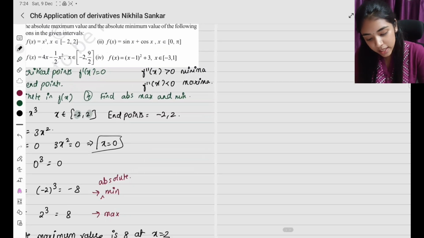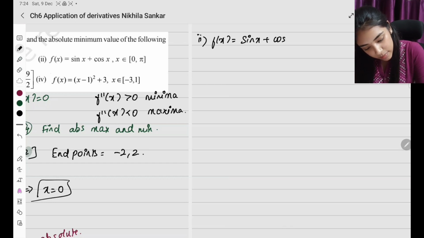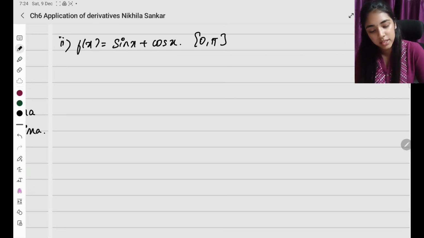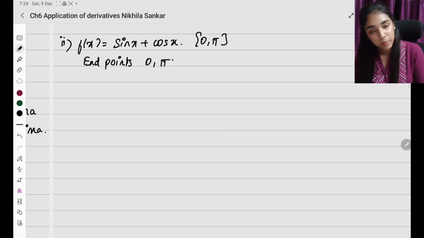Okay? Now second subsection, I have f of x equals sin x plus cos x, and my endpoints are given to be 0 and pi. Okay? Now these are all endpoints. Let us write the endpoints first. So I have my endpoints to be 0 and pi. So these are the two values.